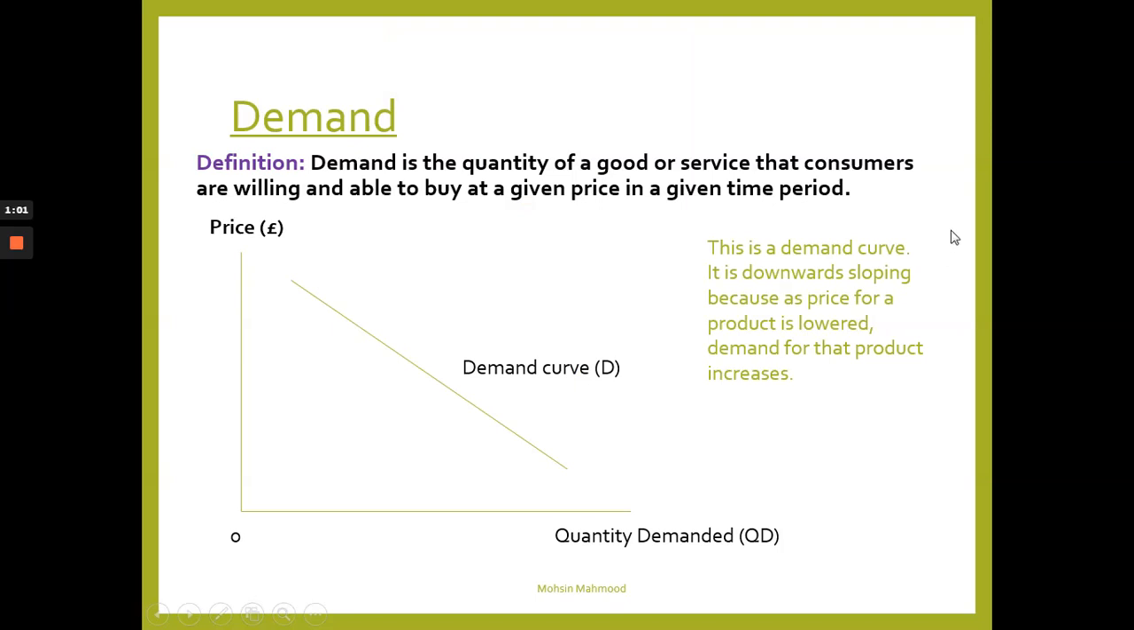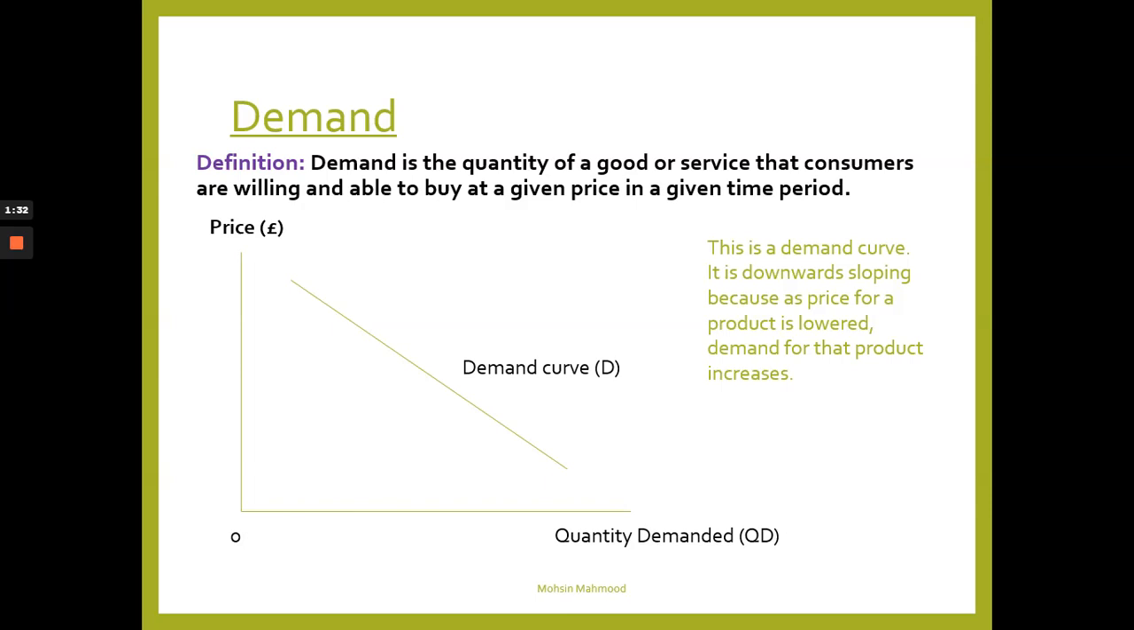So the first thing I want to go over is demand. So the definition: demand is the quantity of a good or service that consumers are willing and able to buy at a given price in a given time period. Okay, so it's how much consumers or customers are willing to buy, or how much of a product they're willing to purchase, and how much they're prepared to pay for that product. Okay, that's all demand is. It's how much consumers or customers demand.